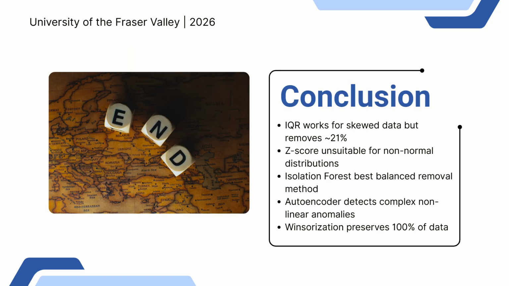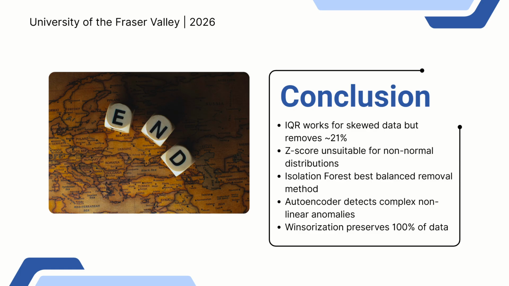Now to conclude, the IQR works well for skewed data, but removed a lot of values. And the Z-score is not suitable when data is not normal. And as I said earlier, the dataset is not normally distributed, so Z-score does not work well with this dataset. While the Isolation Forest gives a good balance, and the autoencoder is useful for more complex patterns.